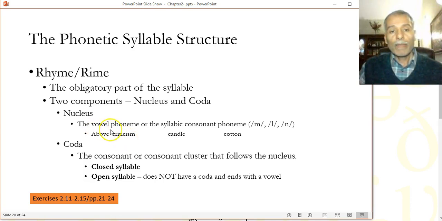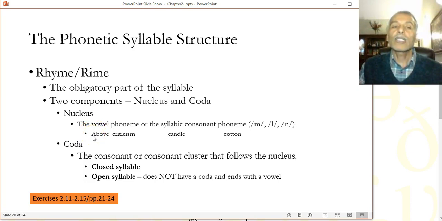So the nucleus is a vowel phoneme or the syllabic consonant phoneme that makes a vowel. In addition to the 14 vowels we studied, there are some letters that can serve as a vowel. They have special properties. One is m, one is l, and one is n. These are called syllabic when they make a syllable on their own. Let's look. Above.